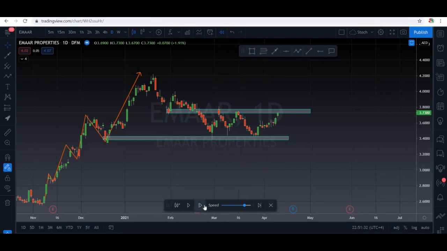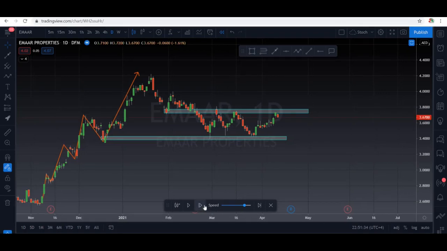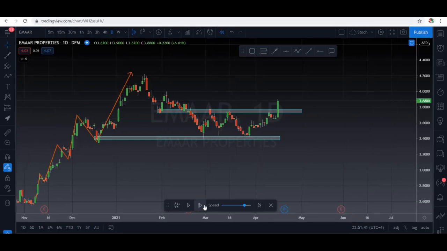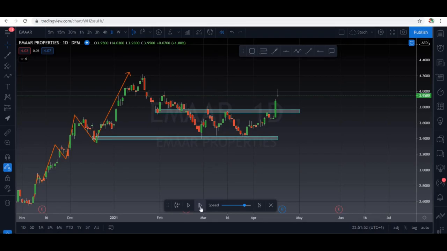I will play. Yes, we are entering the resistance zone now. Still it did not clear, so we wait patiently. Boom, it has broken the resistance. Now all we have to do is wait for a correction or a pullback, so we enter into the support area. I will play. Gap up.